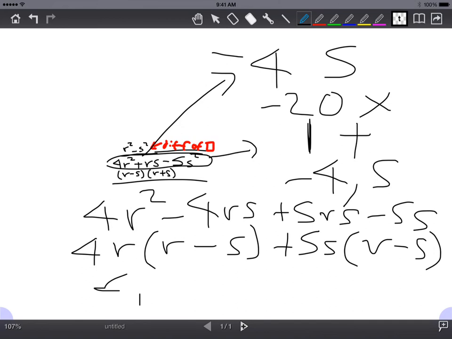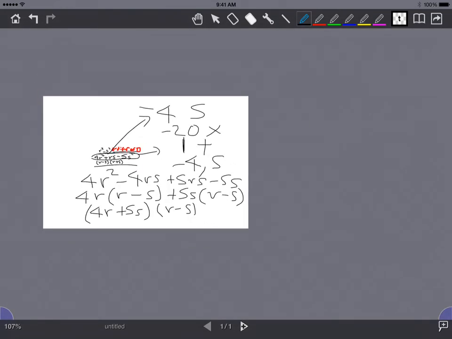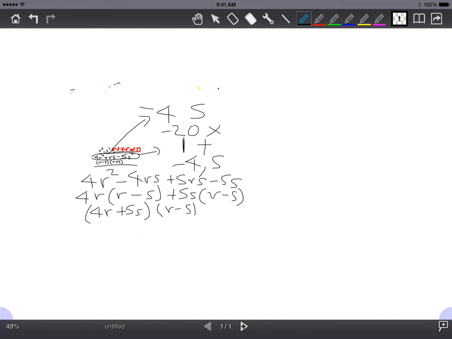And you get 4r plus 5s into r minus s. And then this is your denominator.